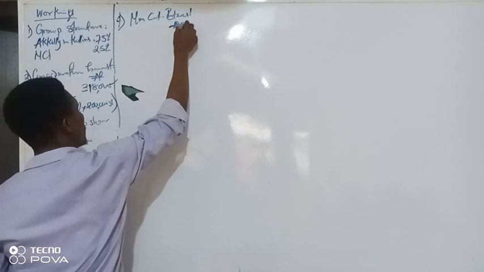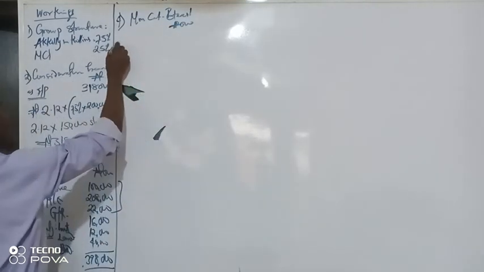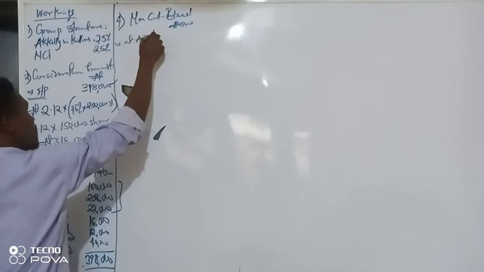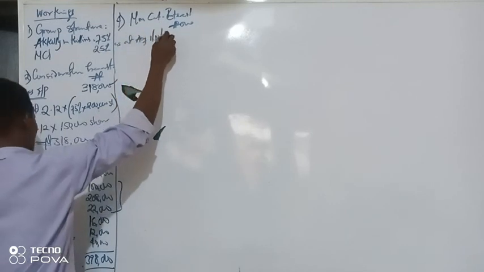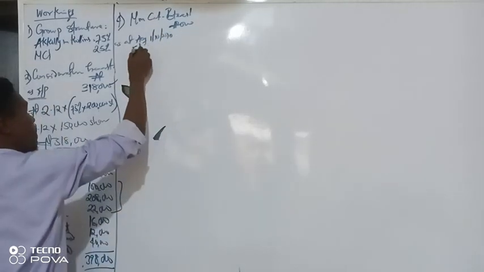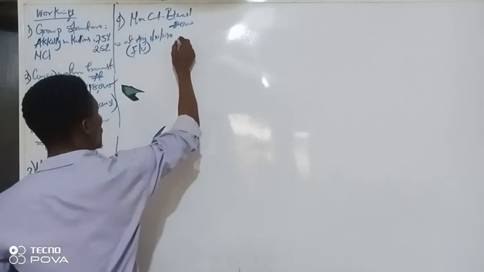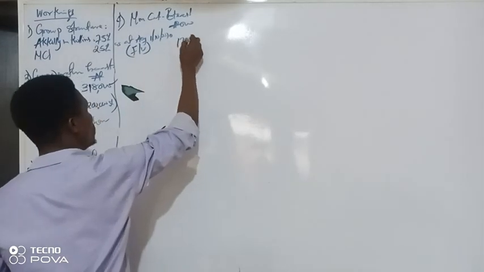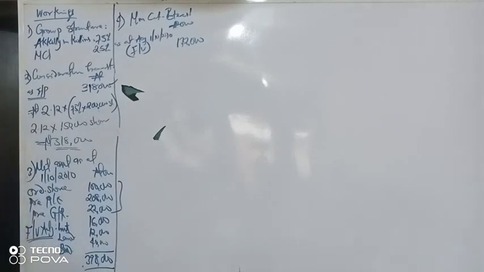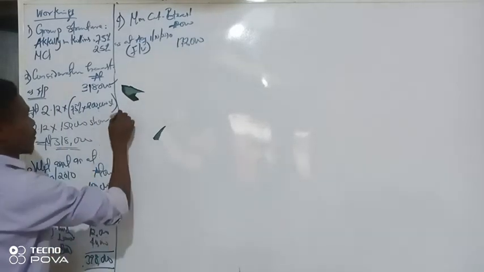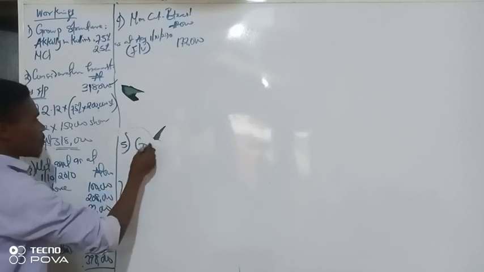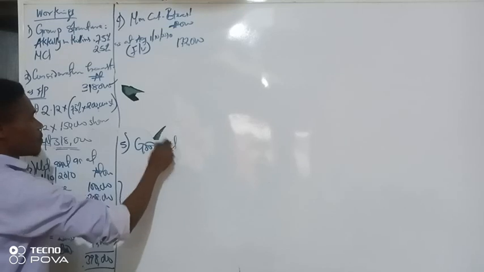Now, as at the acquisition date, 1/10/2010, look for the NCI at fair value. It is 172 million. That's our NCI on that date. What next? Goodwill. Number 5, rather. Goodwill now.